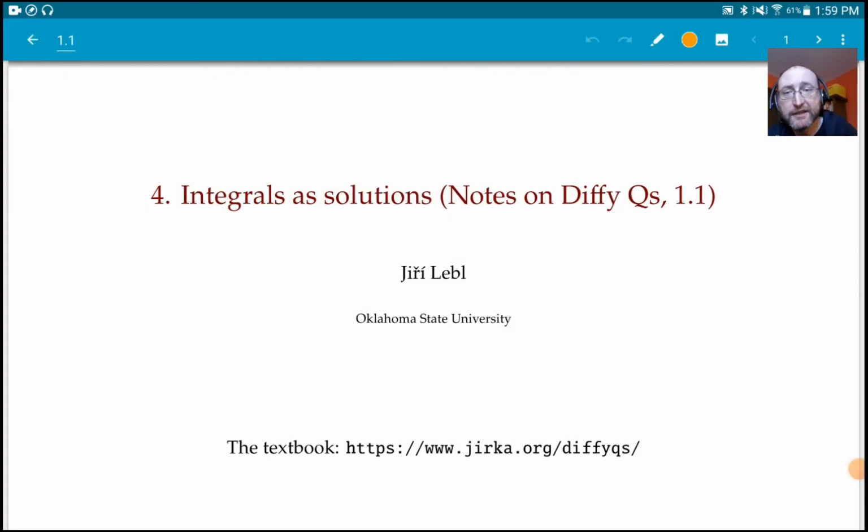We're looking at integrals of solutions, meaning we're looking at some first-order differential equations that are solvable by just integrating.